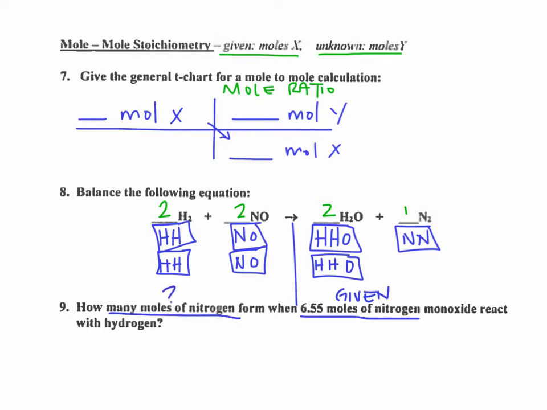Okay, so I'm going to set up my T-chart. And I'm given 6.55 moles of nitrogen monoxide, which is NO. I bring the unit down, moles of nitrogen monoxide, and I want to convert to moles of nitrogen, which is just N2. So this is my mole ratio.